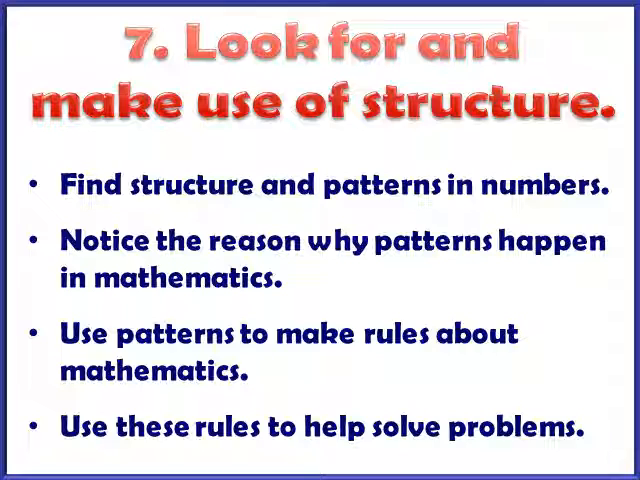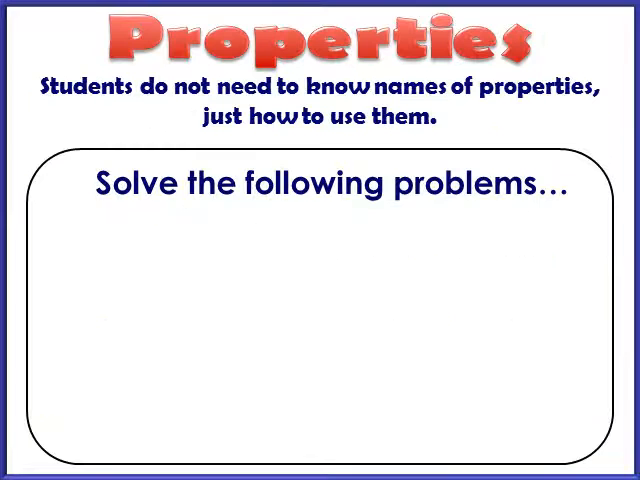Once we notice that these patterns are happening, we should be able to start to make rules about what will happen in mathematics, and then use these rules to help us solve problems. Let's talk a little bit more about what this practice is. One example of this is properties. Properties are things that always happen in math, and students at this level, K through 5, don't need to know the names of properties, just how to use them.